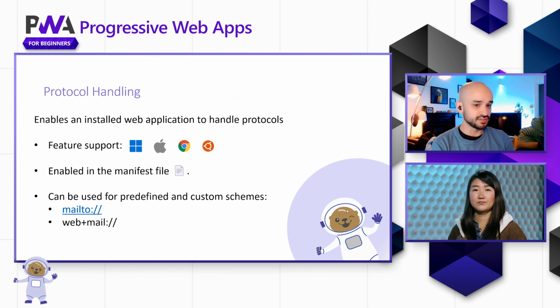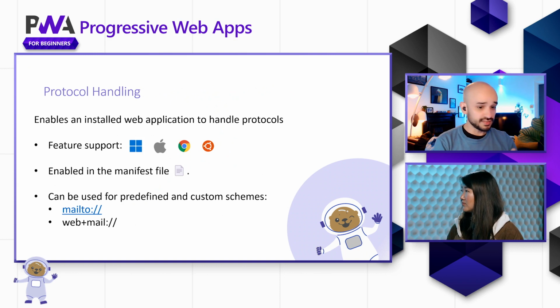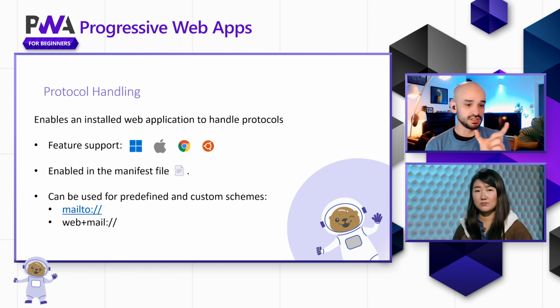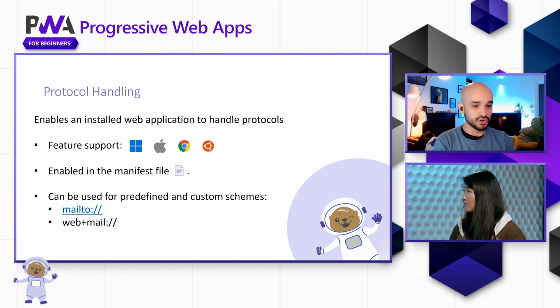It enables your installed web application to handle these protocols. There are several types of protocols. Some of them are predefined, and I would say the best known is mailto. But if you put the string web plus and then use a different word, like web plus mail, you could define a unique protocol for your PWA. So if you have the Beth PWA, you can put web plus Beth, and whenever you click on this, it's your PWA that's going to open. Awesome. And guess where we enable this one? In the manifest.